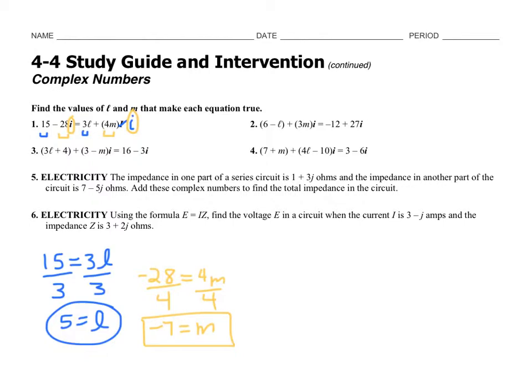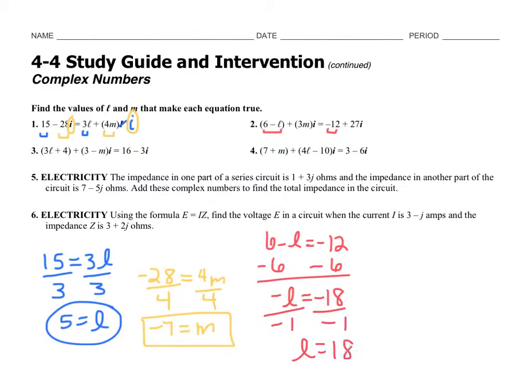For number 2, we're going to do the same thing. So real equals real. So we got 6 minus L equals negative 12. So I'm going to subtract 6 from both sides to get negative L equals negative 18. So we just divide by negative 1, so L equals a positive 18.